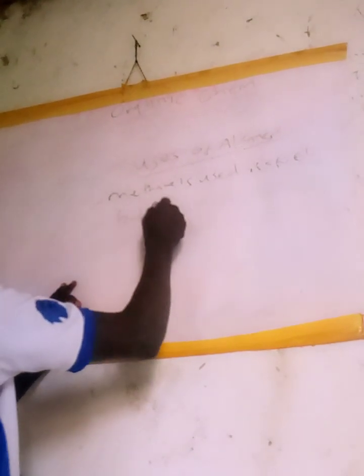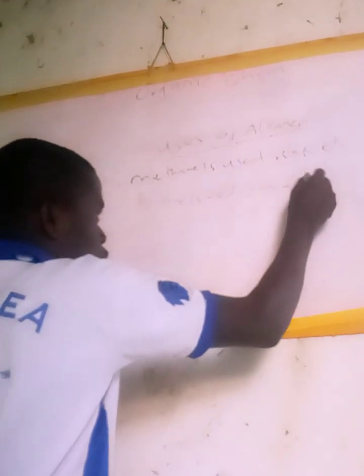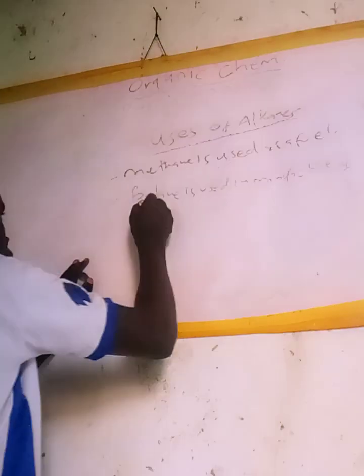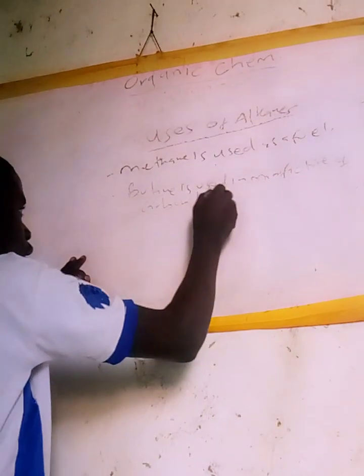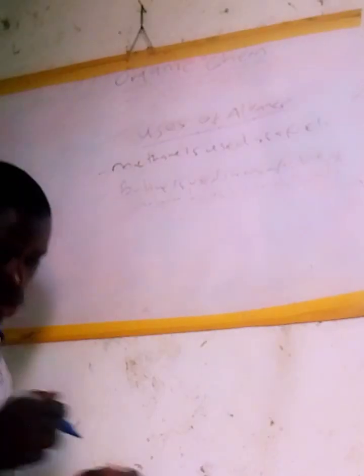Then manufacture of carbon black compound, which is a component of printer's ink and paint. So you can talk of butane used in the manufacture of carbon black compound. Butane is used in the manufacture of carbon black compound.